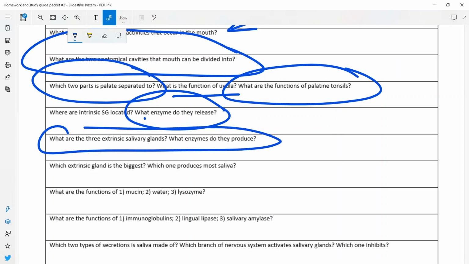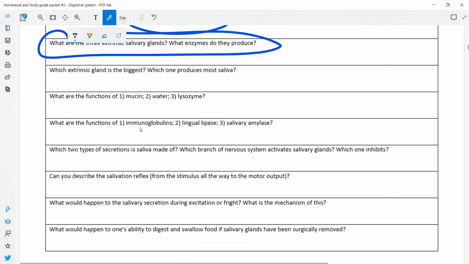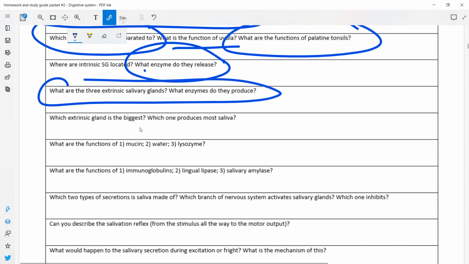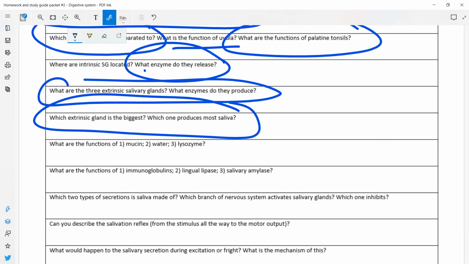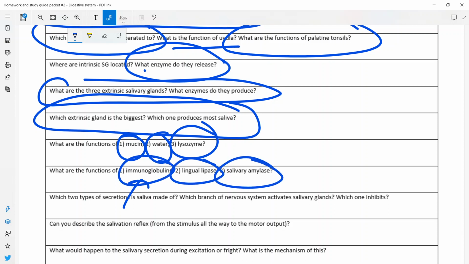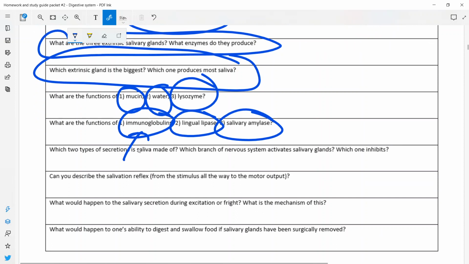Extrinsic salivary glands, please know them: submandibular, sublingual, and parotid salivary glands. They produce salivary amylase. The biggest extrinsic gland is the parotid. Submandibular, I think, produces most saliva. Saliva contains mucin, which is sticky, and a watery solution of chemicals: lysozyme, which is antibacterial, lipase that breaks down fat, and amylase that breaks down carbohydrates. Two types of secretions for saliva: mucus and serous.